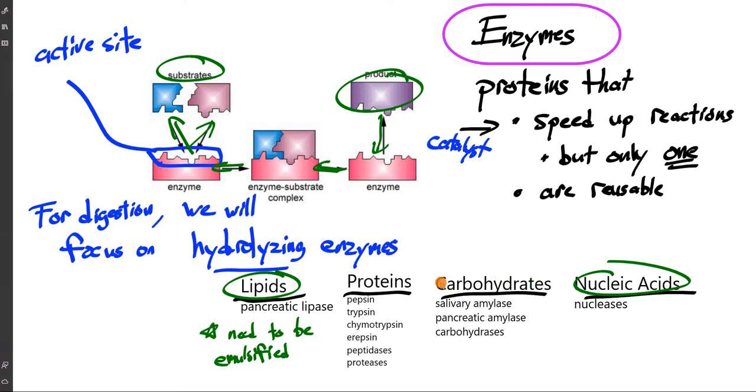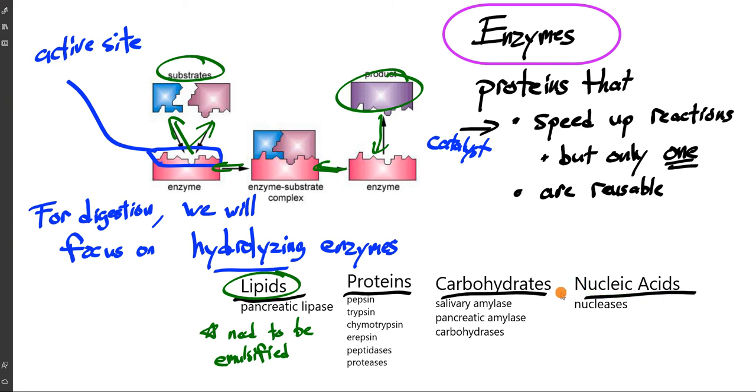For carbohydrates, we've got salivary amylase in the mouth. This is the only one that starts its chemical digestion, its enzymatic digestion in the mouth. And then pancreatic amylase and carbohydrates come along later in the small intestine. Pancreatic amylase is, of course, made by the pancreas. Carbohydrates get broken down into monosaccharides like glucose.